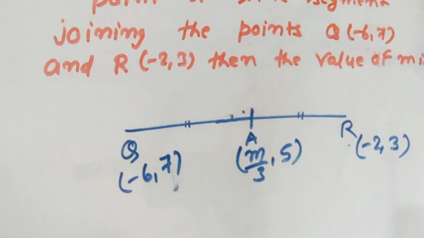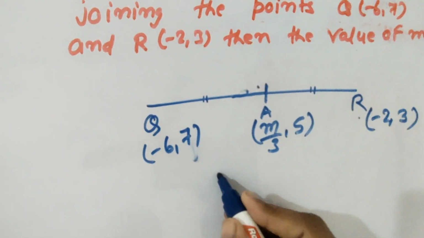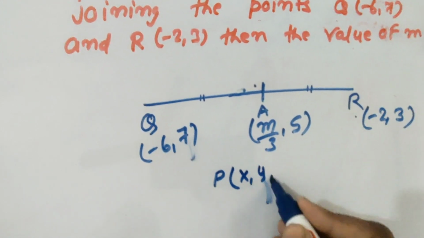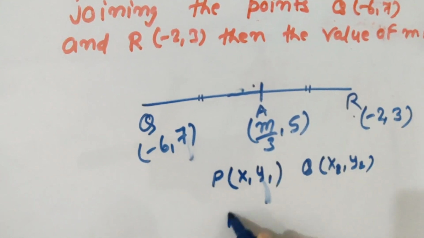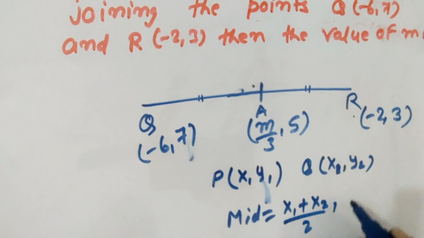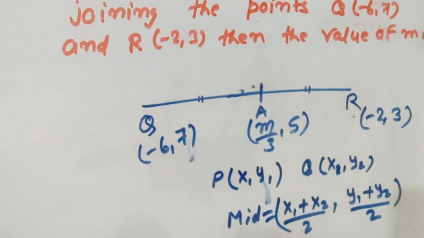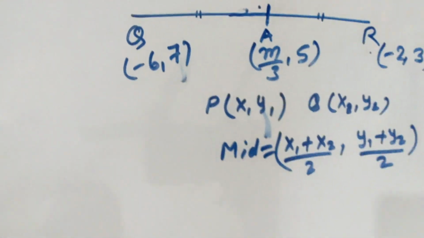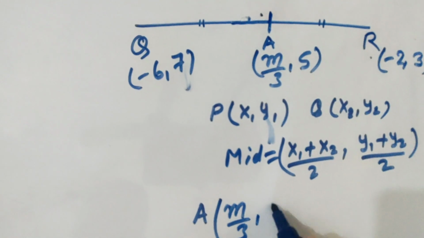In question number 2, I explained how to find the midpoint. If two points are given, point P is (x1, y1) and point Q is (x2, y2), then the midpoint is ((x1 + x2)/2, (y1 + y2)/2). This is the midpoint formula. Here, the value of A is given as (m/3, 5).